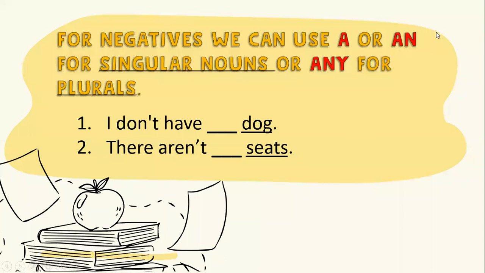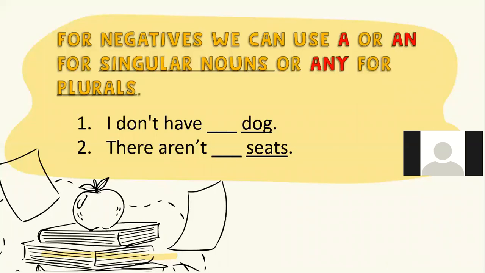We can use a or an for singular nouns, the same thing, but for plurals, we use any. Let's have number one. I don't have a blank dog. Mac Arthurson, could you please answer number one? Is it a, an, or any? I don't have a dog. Okay, very good, Mac. I don't have a dog because dog is a singular countable noun.